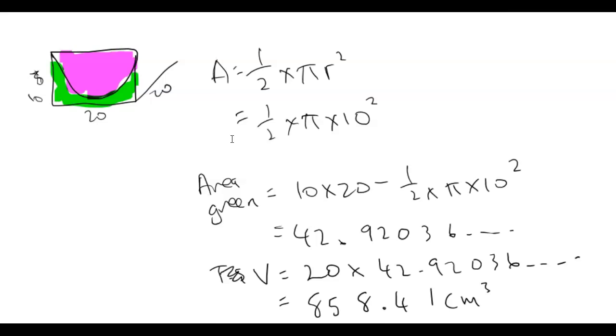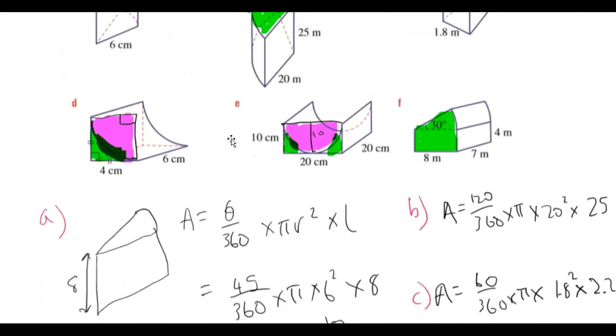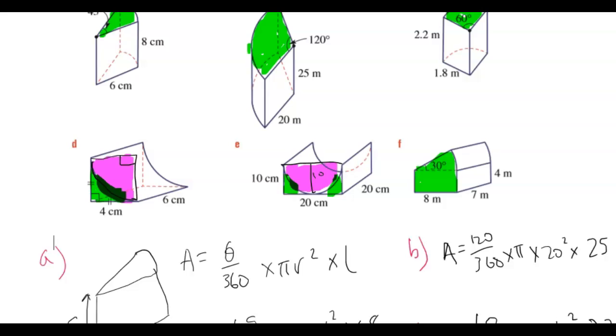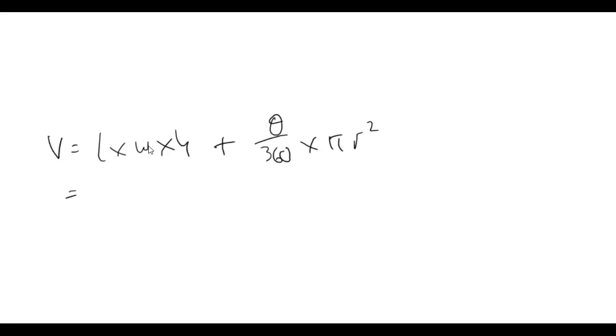All right, the final question. Actually, let's have a look at it up here. So if you do each part separately, we've got basically a rectangular prism with a slice of cake on top, or a slice of cheese, whatever you want to call it. So you can work out both of them separately. So I'm going to scroll down. So do the volume of the rectangular prism, which is length times width times height, plus the sector. So we had theta over 360 times pi r squared. Okay, so let's just plug that all in.